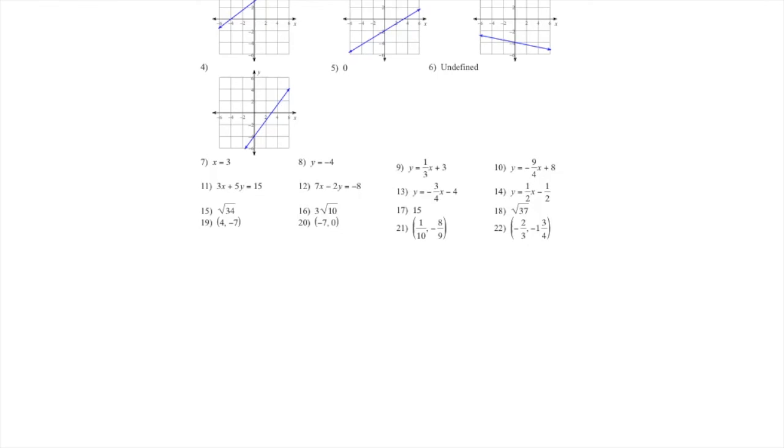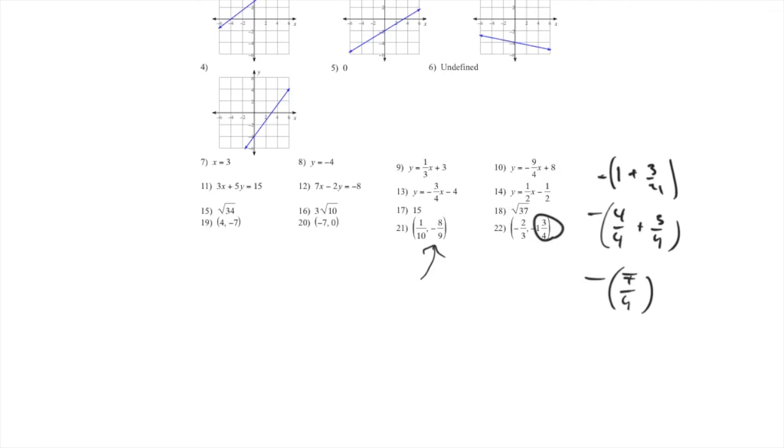7 fourths, yeah. This is negative 1 3 fourths, negative 1 plus 3 fourths, right? 1 is 4 fourths and 3 fourths is 7 fourths, with the negative outside. Cool. All right. Looks like I messed up something on this one. Sorry about that. 1 tenth and negative 8.